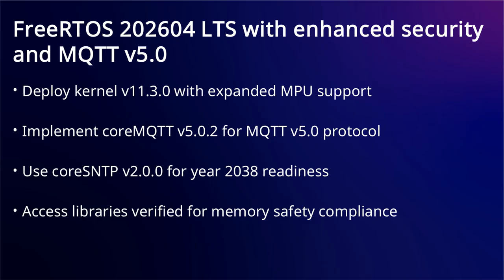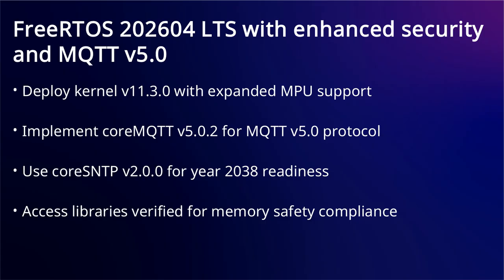Embedded systems developers face challenges with memory safety, protocol support, and long-term device viability in IoT deployments. FreeRTOS 202604 LTS provides 2 years of feature stability, security updates, and critical bug fixes to address these issues. You can deploy kernel v11.3.0 with security hardening and expanded MPU support that reduces claimed hardware regions, allowing you to reserve MPU regions for application-specific memory protection.